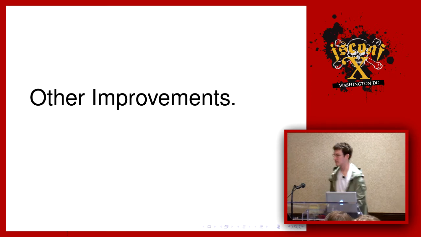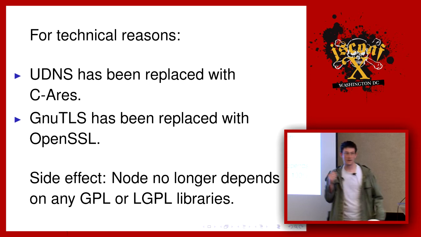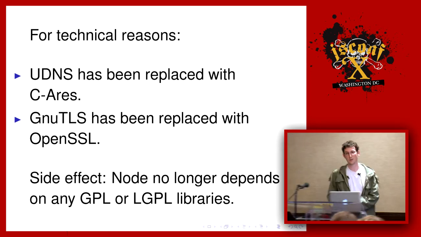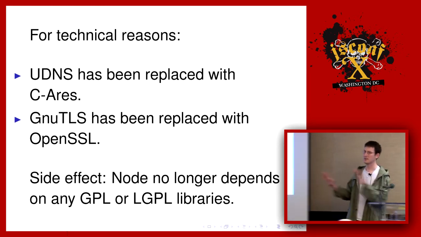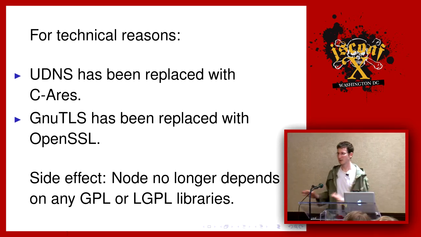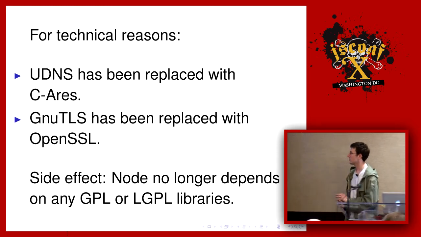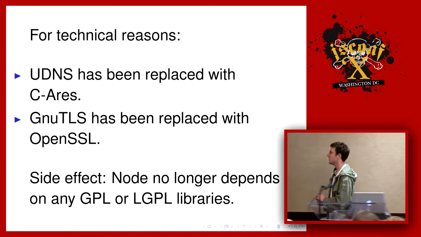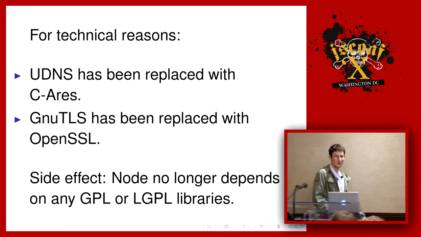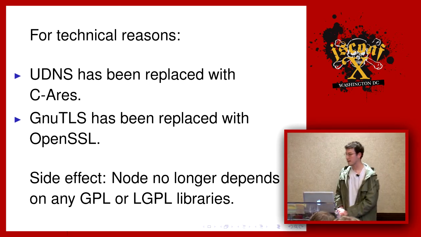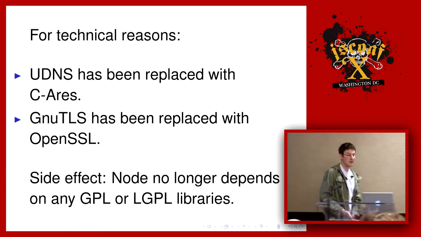Okay, so what else is happening? For rather technical reasons, Node had this UDNS library that used to do asynchronous DNS lookups. DNS is extremely complicated. There's no way I could possibly write my own DNS library. I would like to, but it's infeasible. So I was using UDNS, and that's been replaced with a similar library called C-Ares.